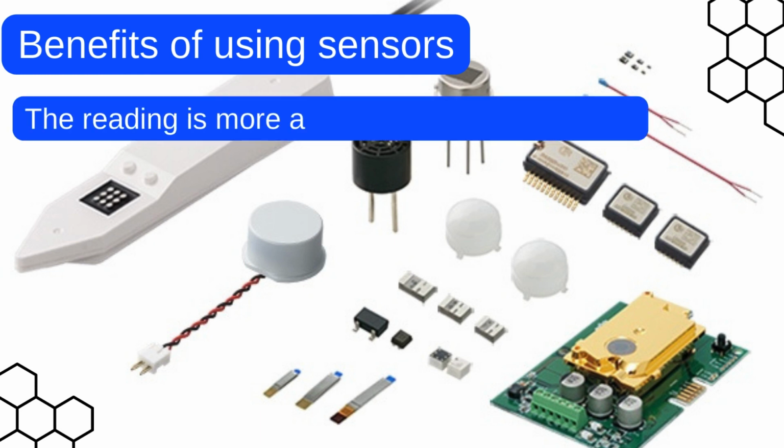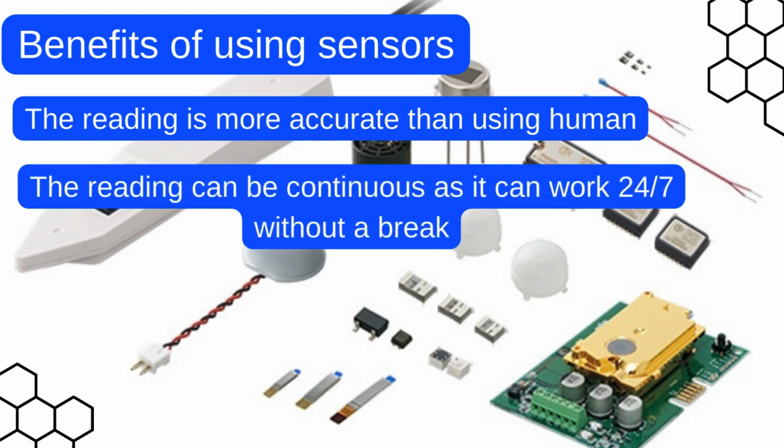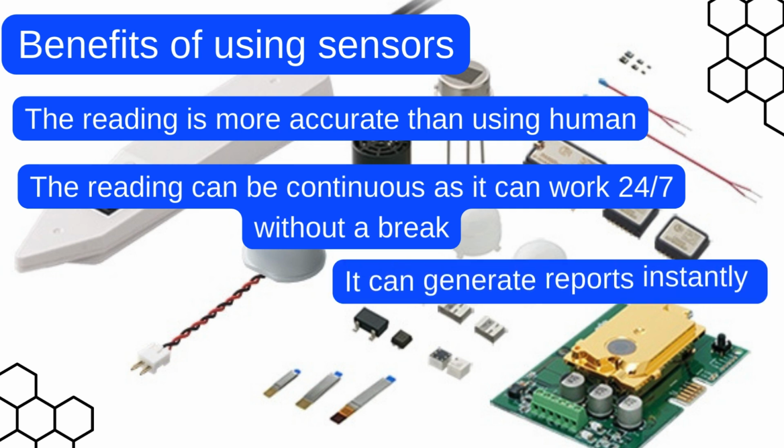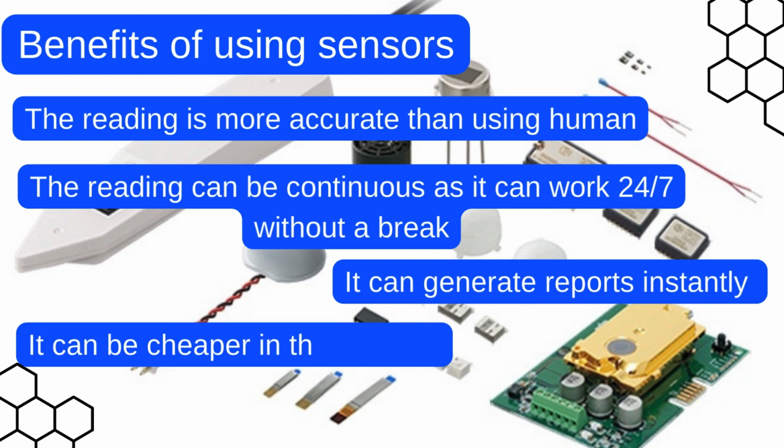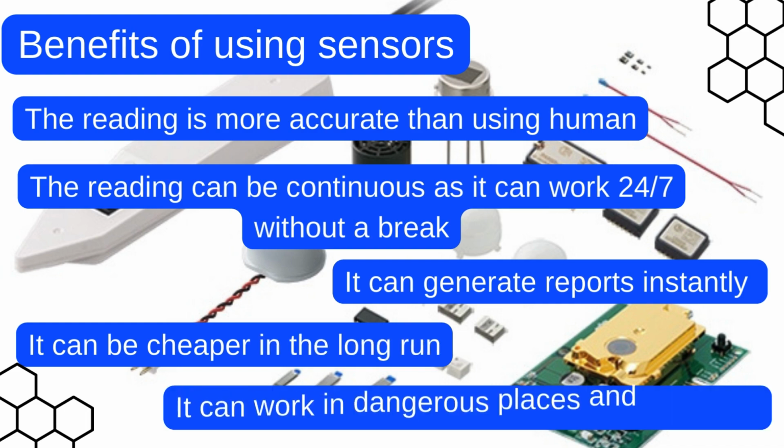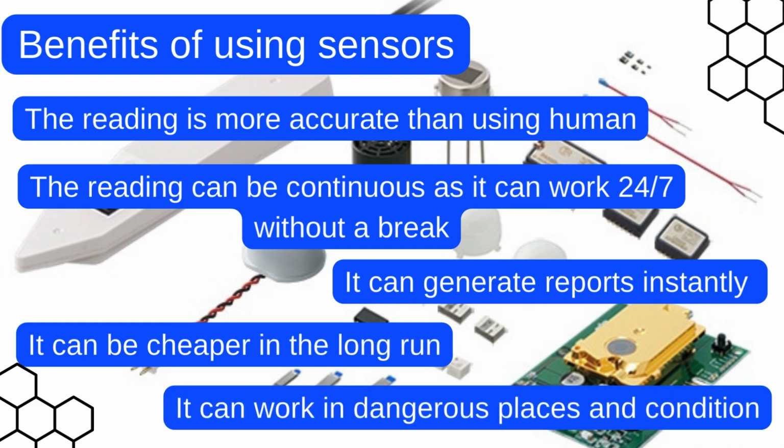1. The reading is more accurate than using a human. 2. The reading can be continuous as it can work 24/7 without a break. 3. It can generate reports instantly. 4. It can be cheaper in the long run. 5. It can work in dangerous places and conditions.